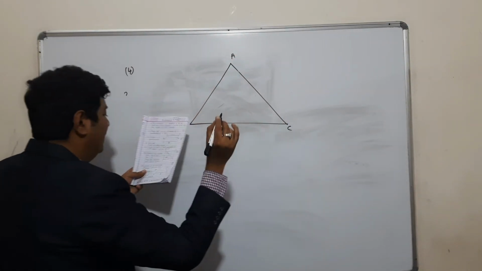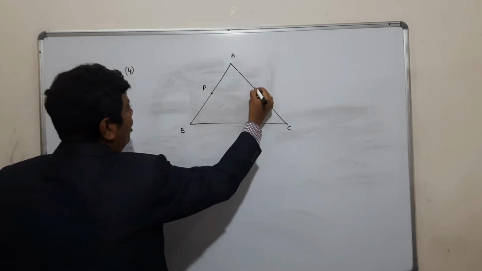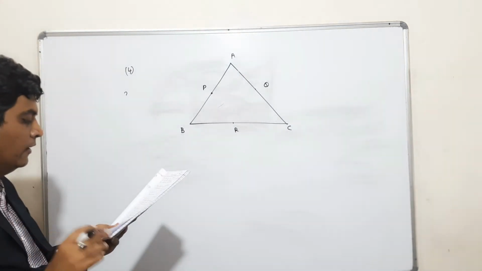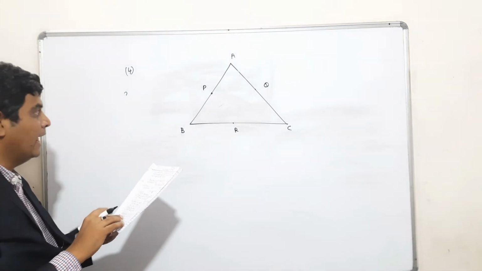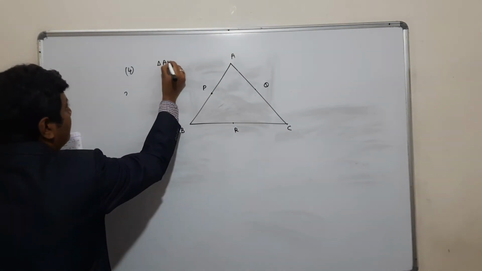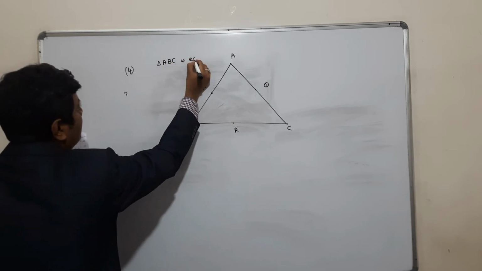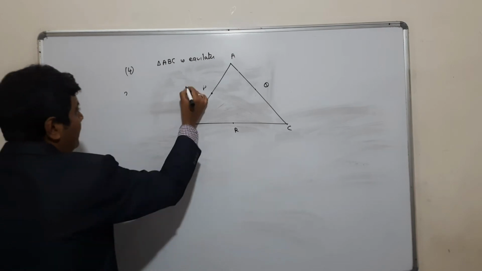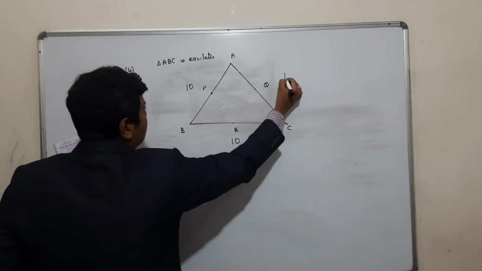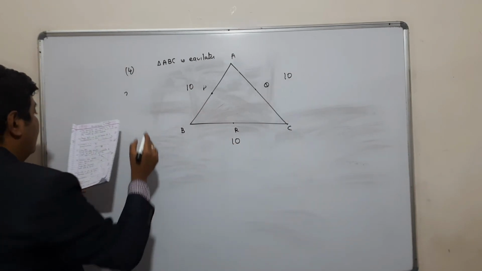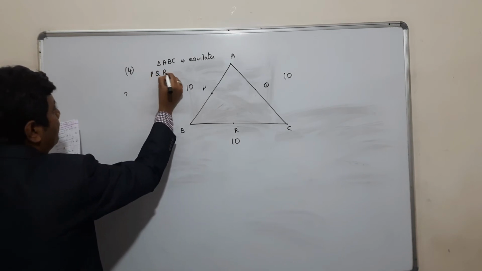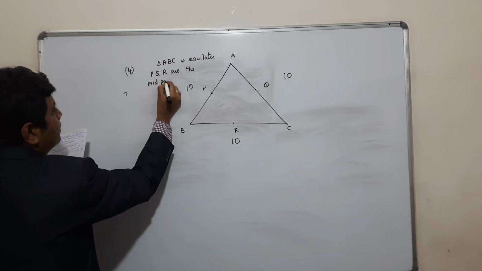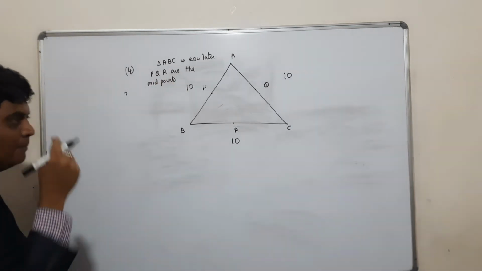What was incomplete? I did not mention that P, Q and R are the midpoints. That is what I missed out. Okay. So now ABC is an equilateral triangle. Triangle ABC is equilateral with side 10 centimeters. So this is 10, this is 10 and this is 10. And P, Q, R are the midpoints. Such types of sums will come in the exams.